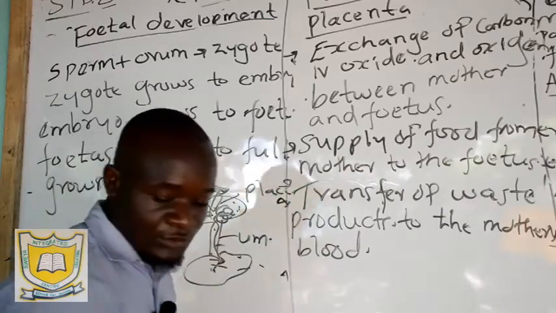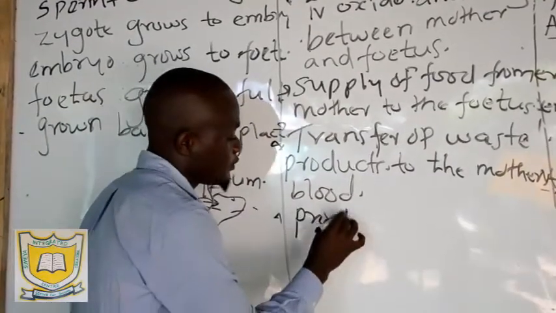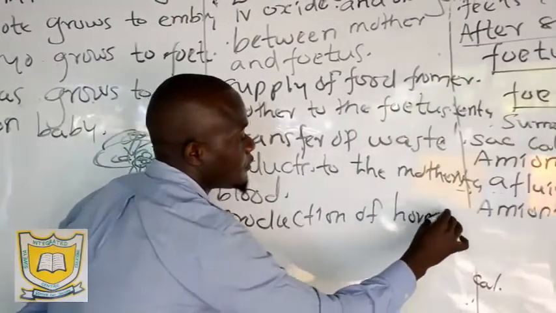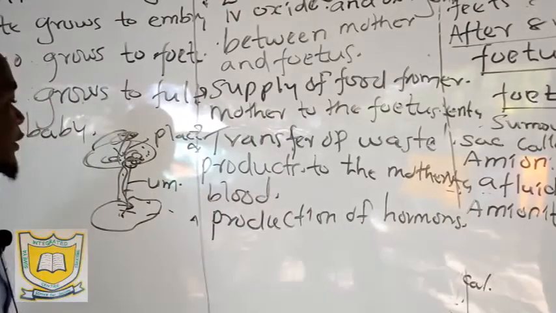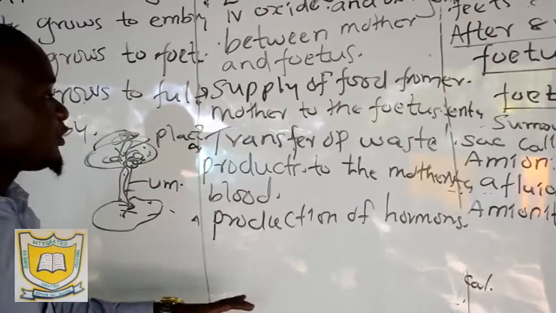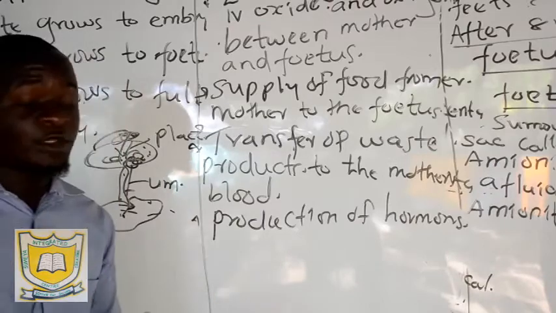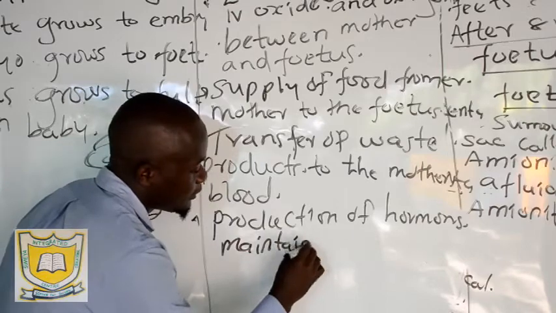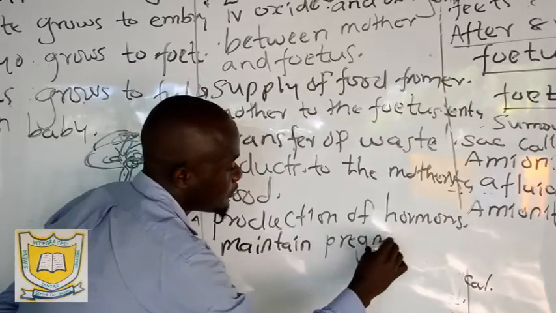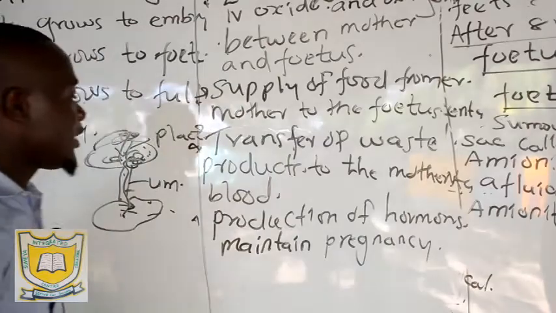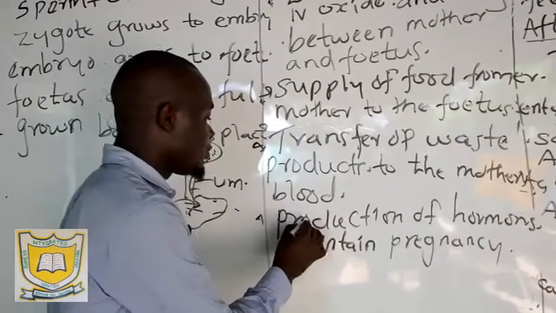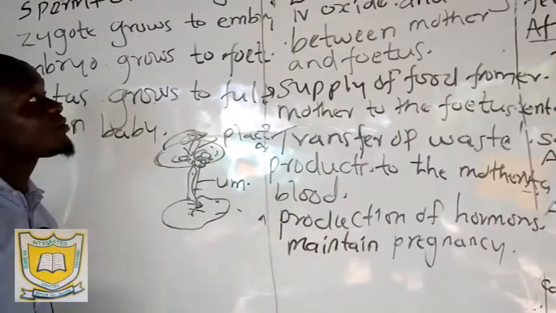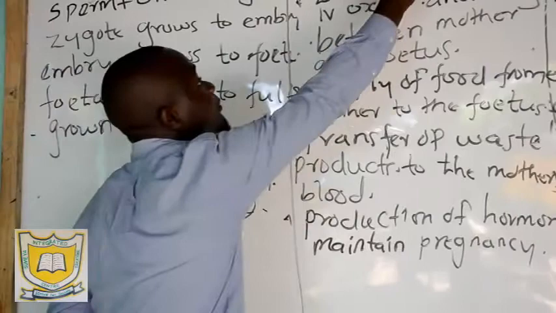Next, the function, we talk of production of hormones. Now, the mother produces hormones. These hormones help to keep the pregnancy. The hormones maintain pregnancy. For the pregnancy of a mother to be retained or maintained, there is production of hormones. And these hormones are not produced by anything else, but by the placenta.